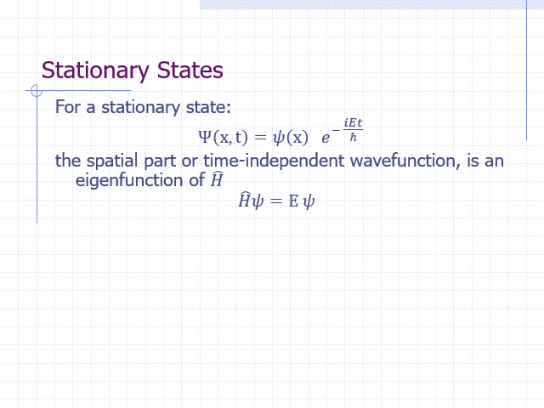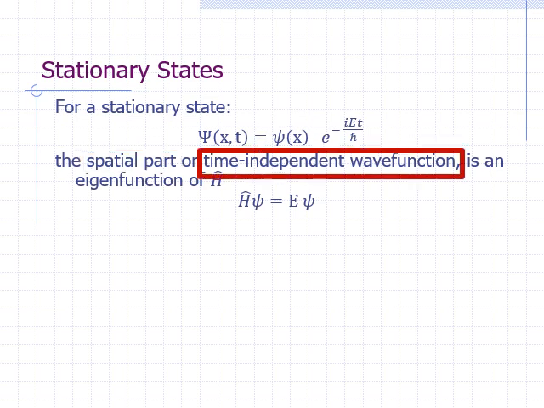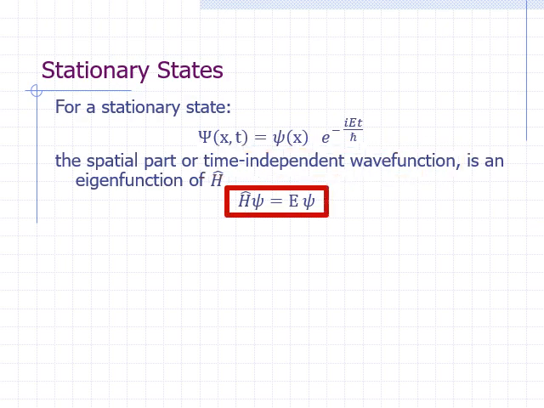For a stationary state, the part that depends on coordinates is called the spatial part or spatial factor, or the time-independent wave function. We have seen that the spatial part is an eigenfunction of the Hamiltonian operator. Applying the Hamiltonian operator on it gives us back the same function times a constant E, which we identify as the energy of the system.